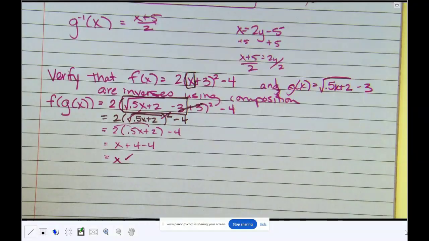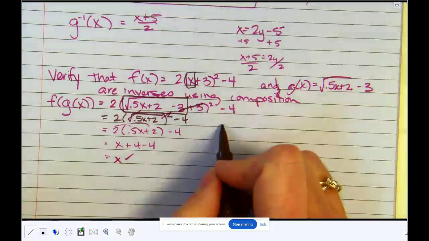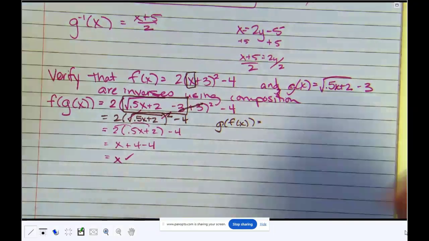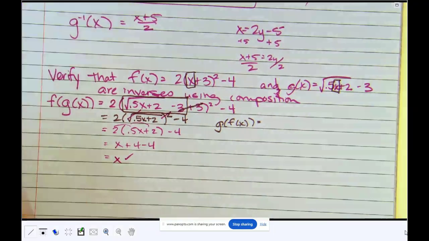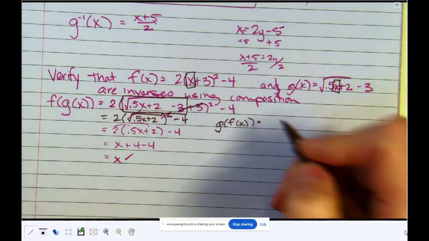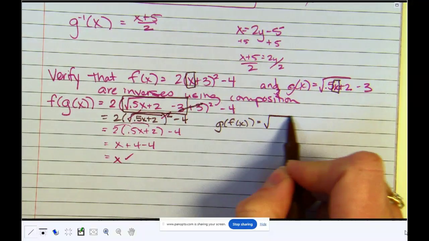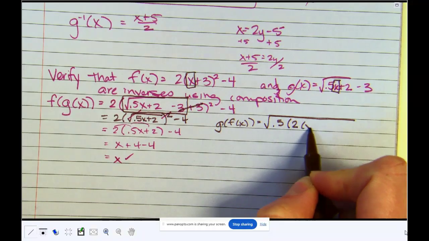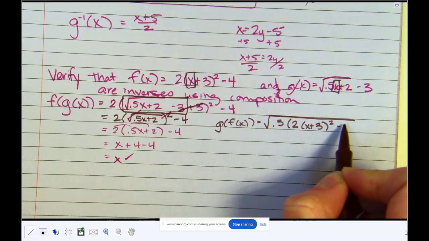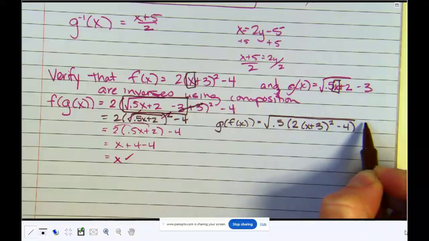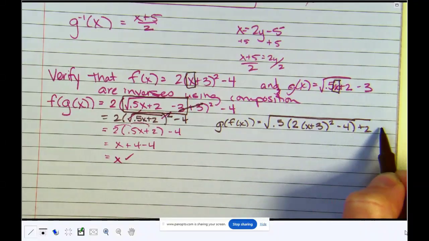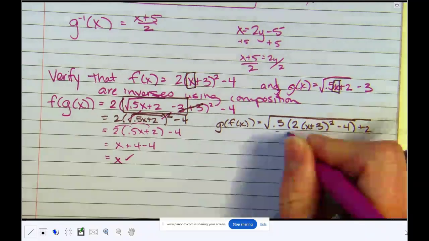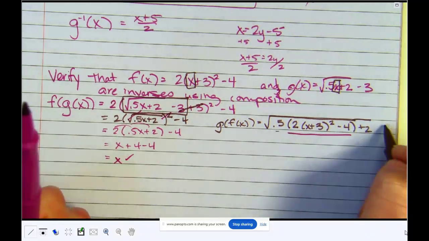But the deal is that you also have to go the other way. You have to do g of f of x as well. So here's the x there that f of x has to go into. So this is square root 0.5, all of that thing, x plus 3 squared minus 4. And then outside, nope, plus 2. That's all f right there. Whew, that whole mess right here is f. And then minus 3 on the outside.